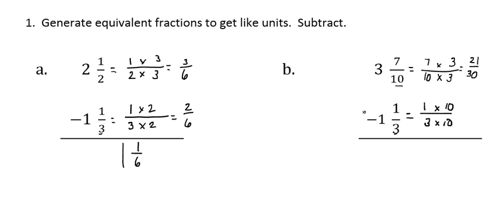I'll change my 1/3 by multiplying the numerator and the denominator by 10, since the denominator of the original fraction is 10. That gives me 10/30. Now I can subtract. 21/30 minus 10/30 gives me 11/30. 3 minus 1 gives me 2. So my final answer is 2 11/30.